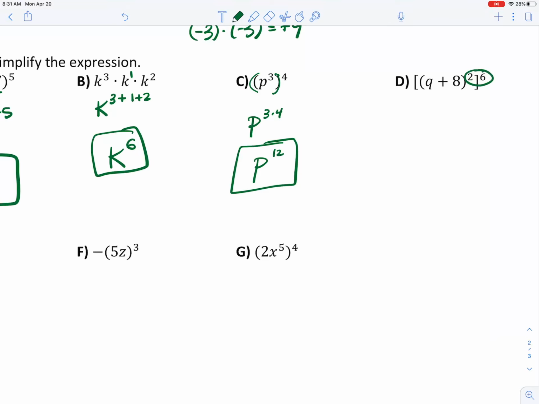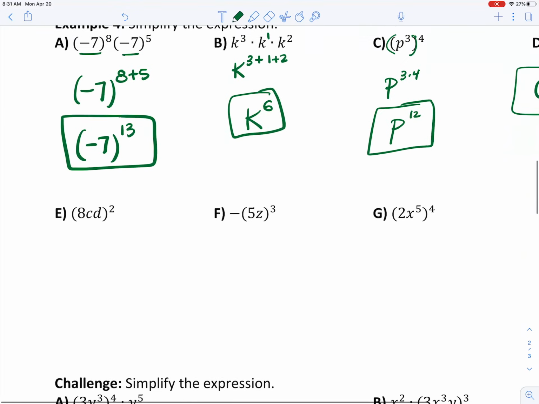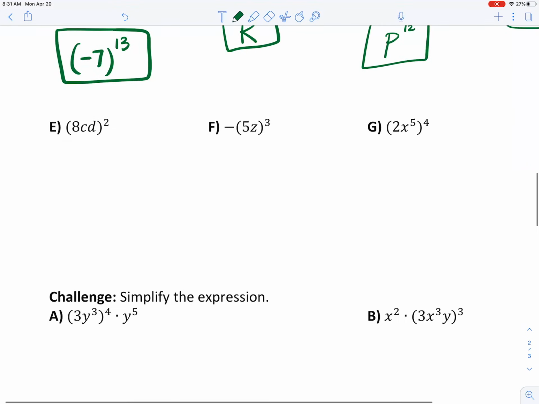All right, in letter D, similar, we're going to multiply those two exponents. So we have q plus 8, and 2 times 6 is 12. So it'll be to the 12th power.